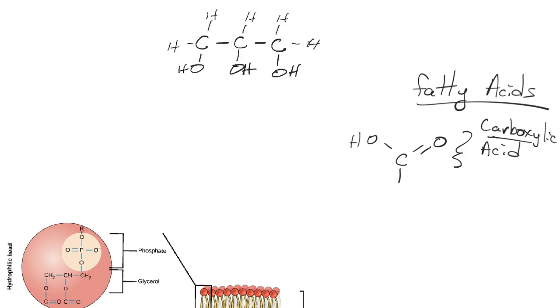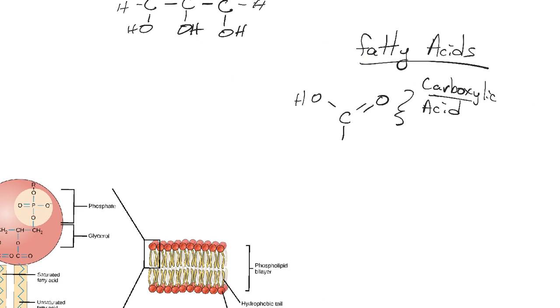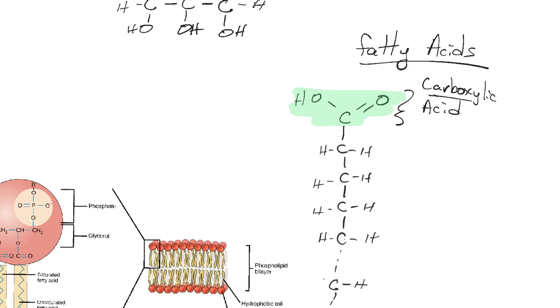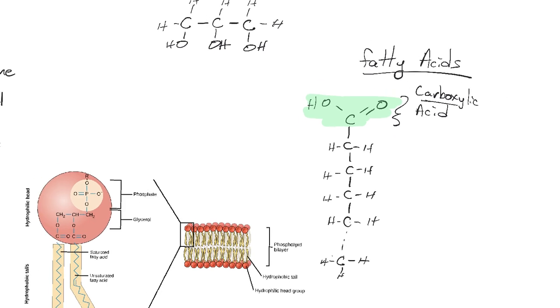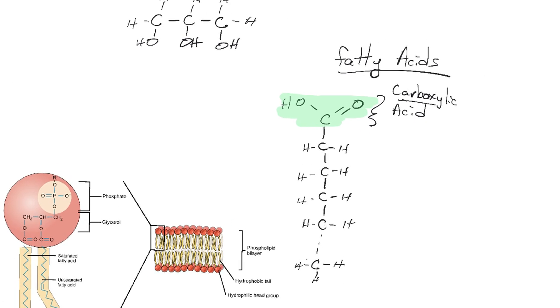Carboxylic acid group. And then you have this long chain of carbons. It's basically a bunch of carbons and hydrogens, also known as a hydrocarbon. Why hydrocarbon? Because it's just hydrogen and carbon. That is a fatty acid. Then at the end, you have hydrogens to cap it off. This is a fatty acid, right?